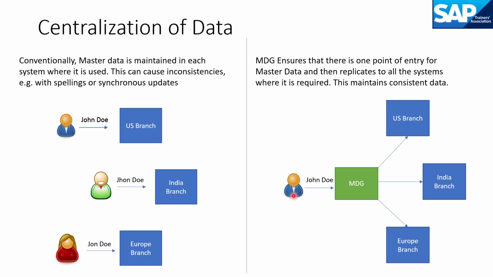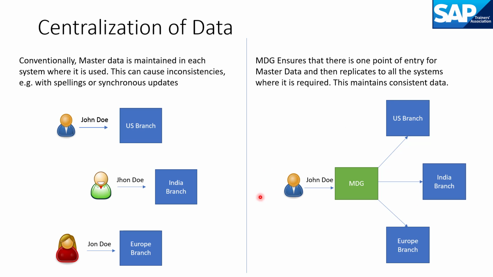So here somebody enters John Doe in MDG, and it goes through approval and validations and everything. Once it is approved, the same data is replicated to all systems. Next time you have to make a change, you do the change in MDG, and the same changes will also replicate to all the systems. This ensures that all the systems have consistency in the data, and they can communicate with each other because they will have the same data.